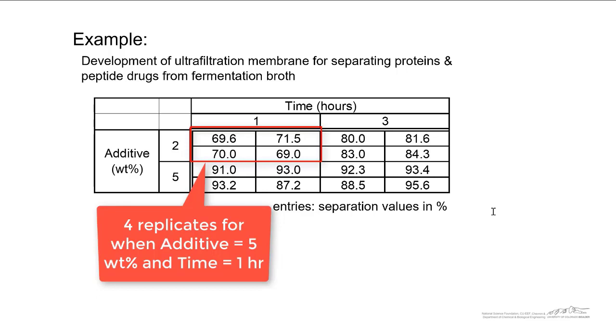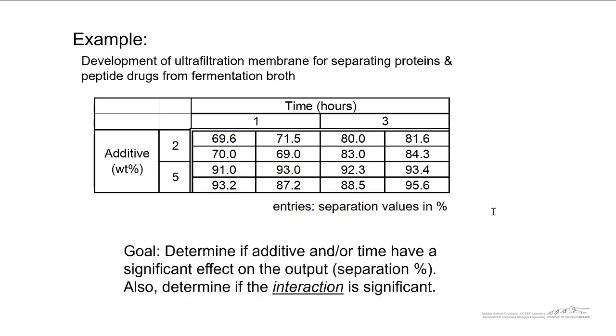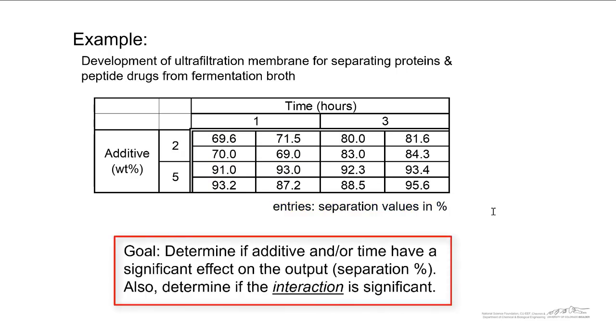These are just four observations or experimental results. The entries, by the way, are separation values in percent. Our goal of two-way ANOVA here is to determine if additive or time have a significant effect on the output, which is separation percent. Also, when you have two different factors, additive and time are known as factors, you can have an interaction effect. And so we're going to determine if the interaction between additive and time is significant.